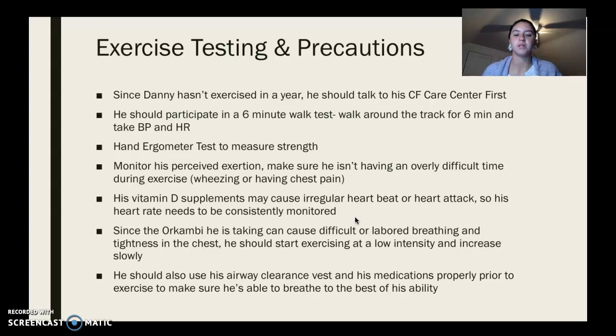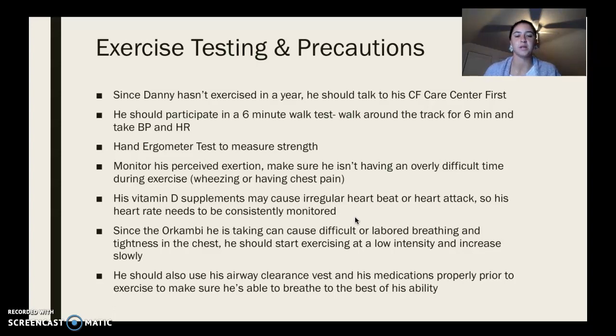The hand ergometer test is a great way to measure his strength, and we should monitor his perceived exertion, make sure he isn't having an overly difficult time during his exercise. He shouldn't be wheezing or having any chest pain. His vitamin D supplements may cause irregular heartbeat or a heart attack, so his heart rate needs to be consistently monitored. Since the Orkambi, the medication he's taking, can cause difficult or labored breathing and tightness in the chest, we should definitely be watching that.